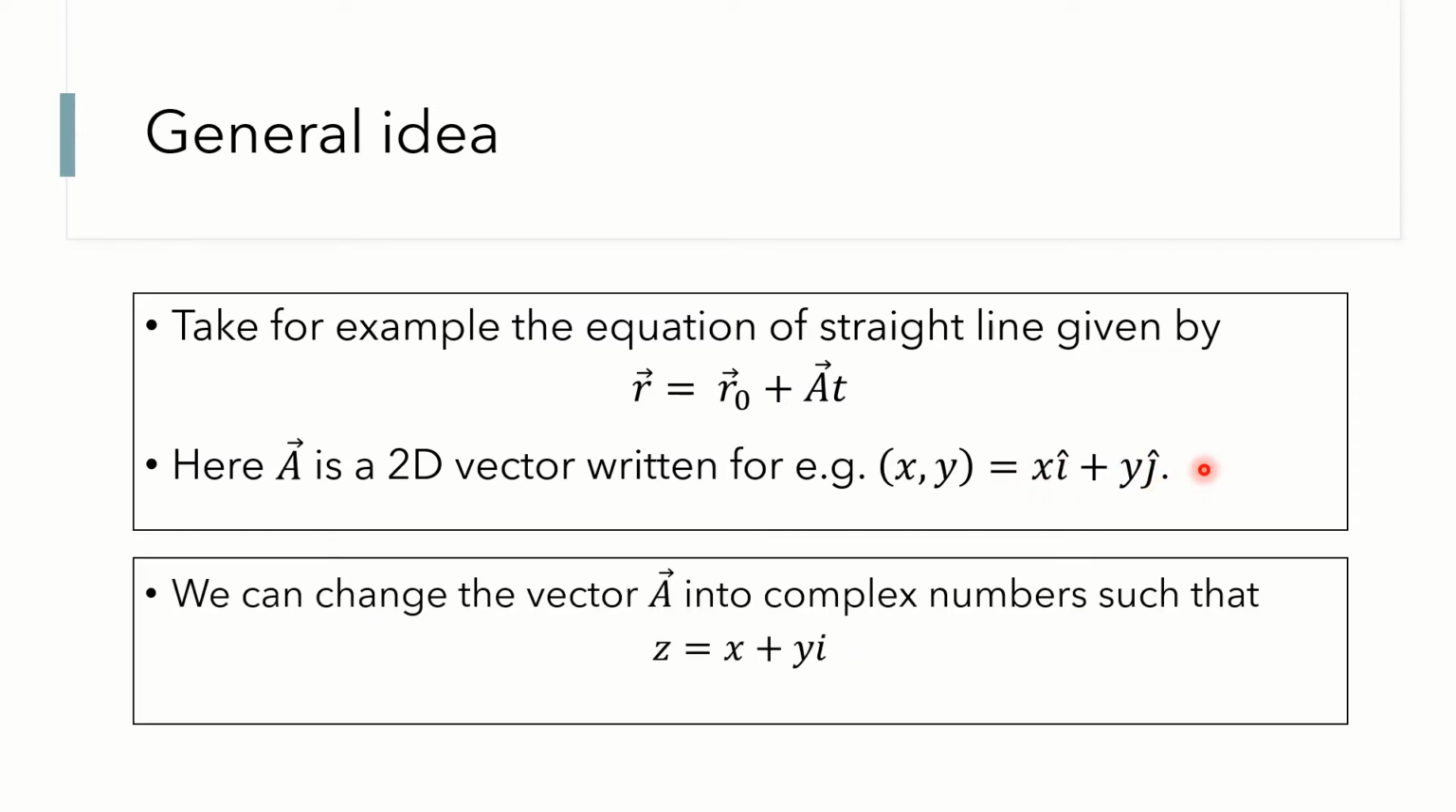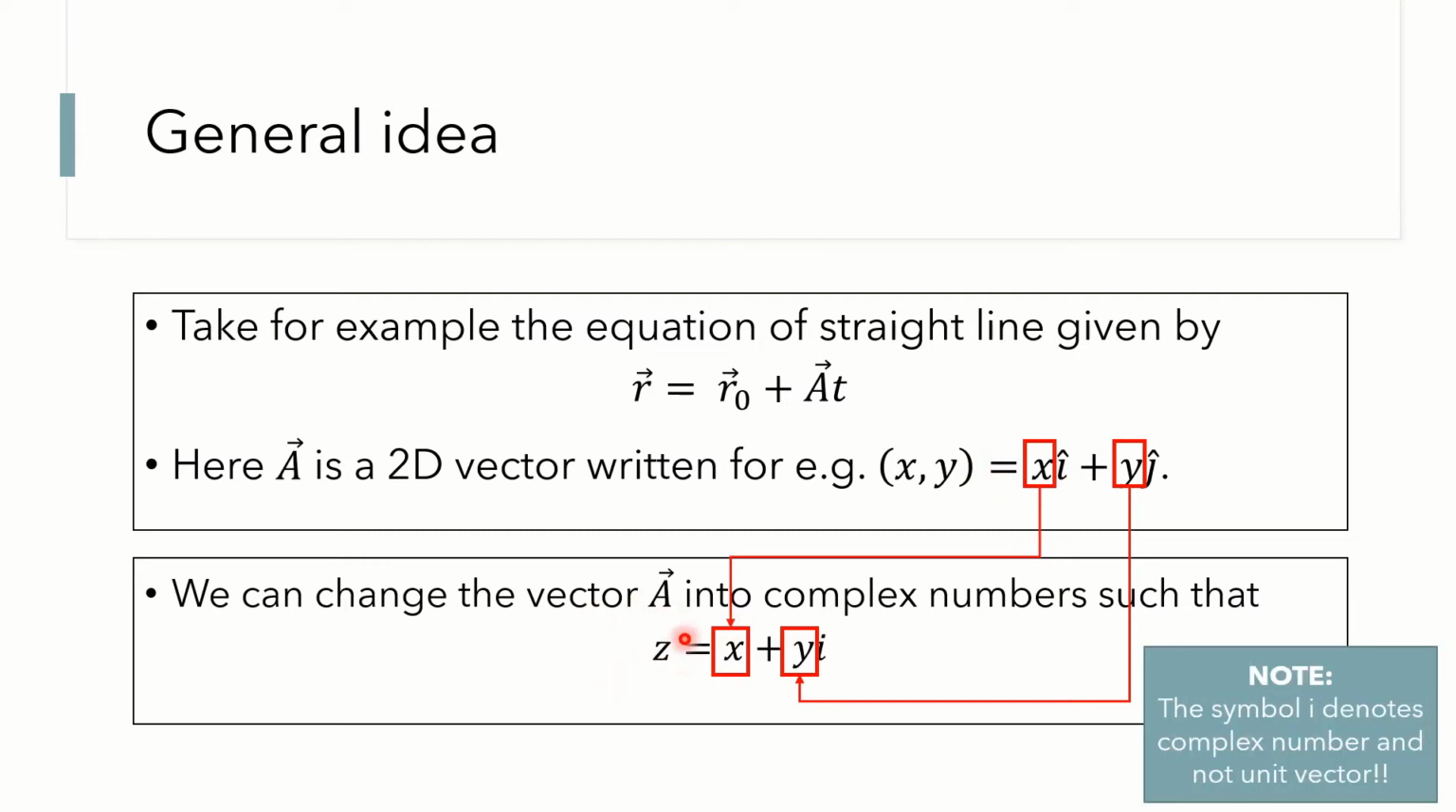When you want to use the complex number form, the idea is like this. You take the i component of this vector a and put it into the real part of the complex number, and the j component you make into the imaginary part of the complex number. That is how you change these 2D vectors into complex number notation. But you need to be careful that the i over here represents the imaginary part and should not be confused with the i in the vector, which represents the unit vector in the x direction.